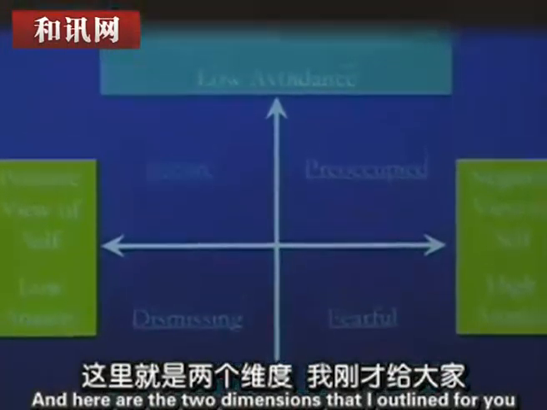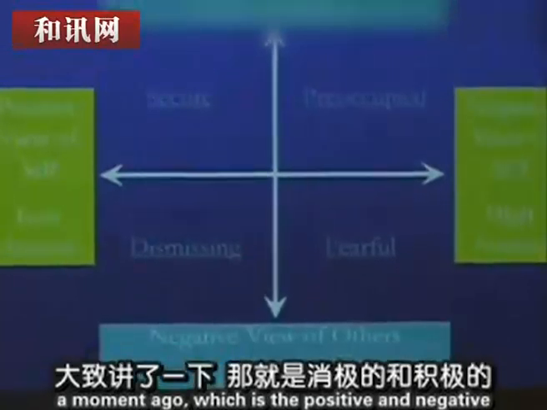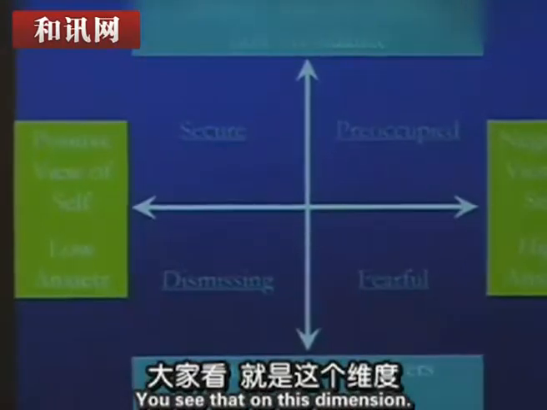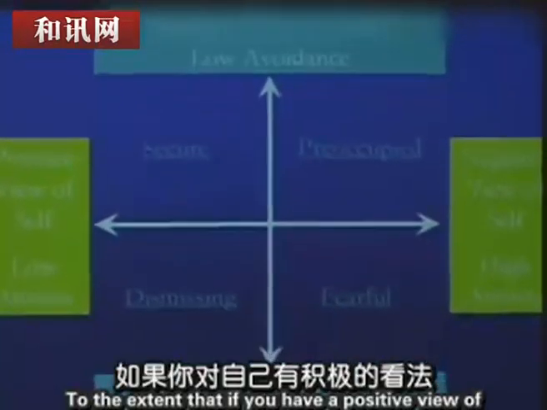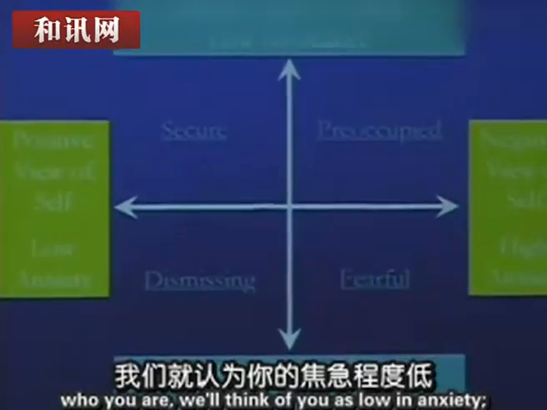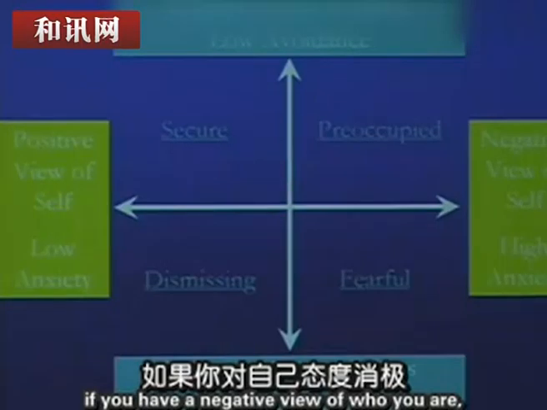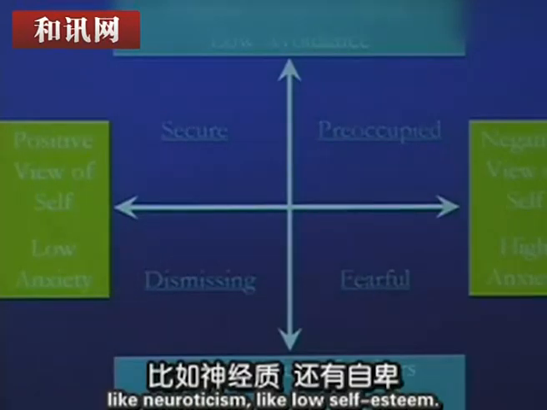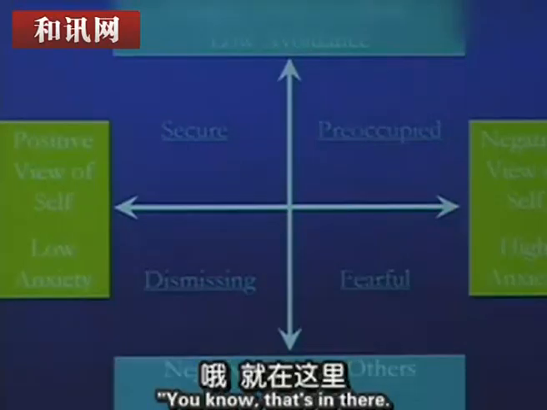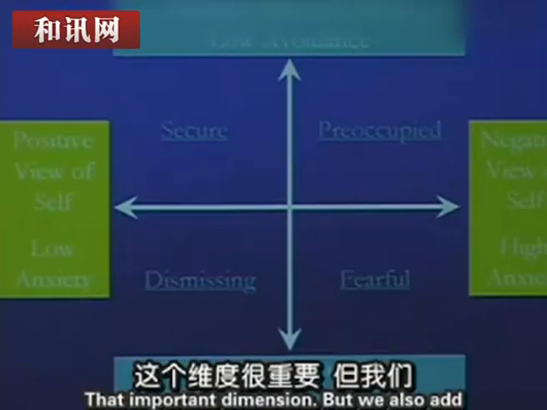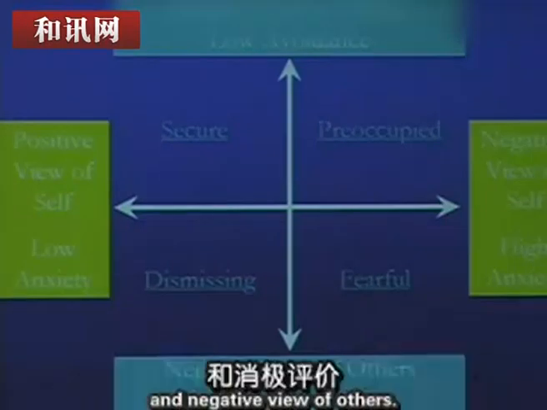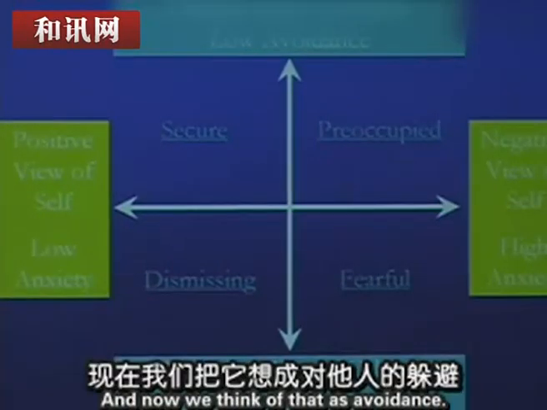And here are the two dimensions that I outlined for you a moment ago, which is the positive and negative view of the self. You see that on this dimension. To the extent that you have a positive view of who you are, we'd think of you as being low in anxiety. If you have a negative view of who you are, you'd be high in anxiety. And that starts to sound a lot like negative affectivity, like neuroticism or like low self-esteem. So in some ways, the attachment folks say, you know, that's in there. We got this stuff in our model, that important dimension, but we also add this other dimension. This other dimension is positive view of others and negative view of others. And now we think of that as avoidance.